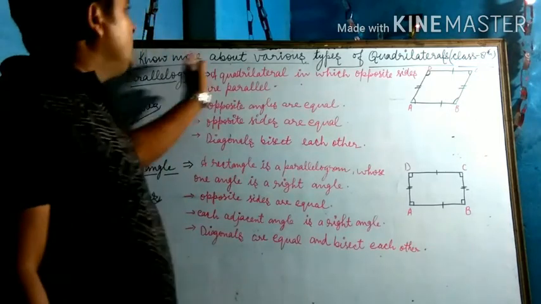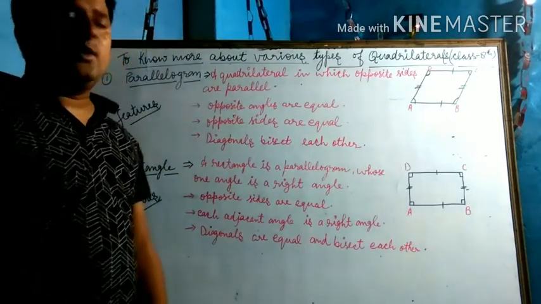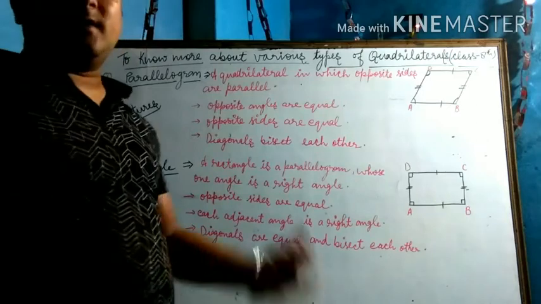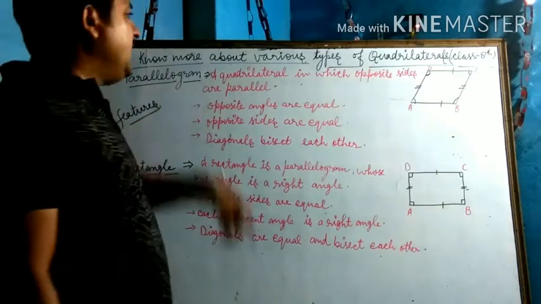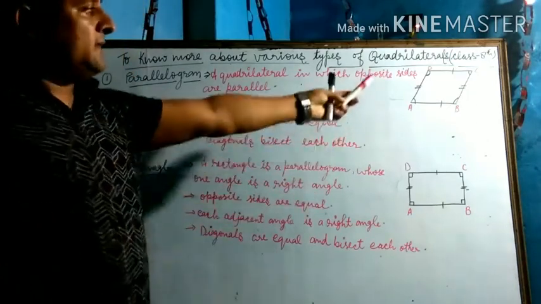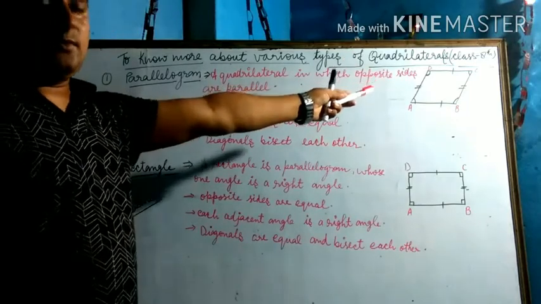So the heading is to know more about various types of quadrilaterals. The first one is parallelogram. You are seeing the figure on the right side of the board.